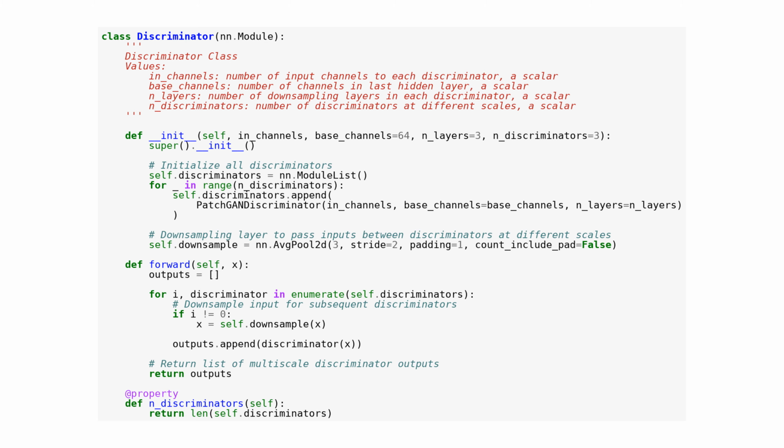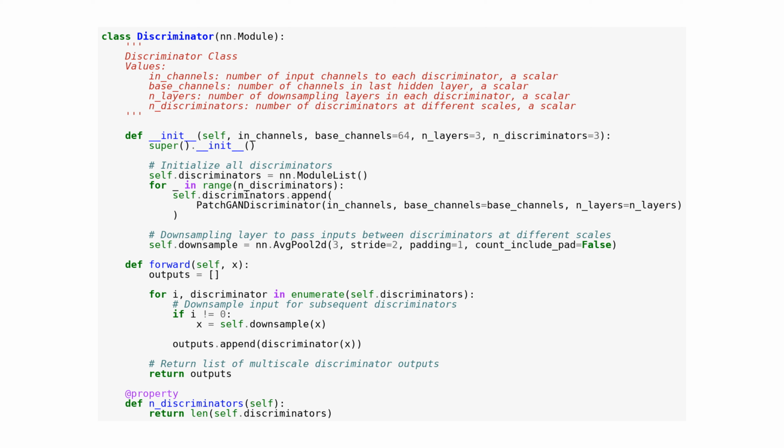To facilitate multi-scale analysis, a downsampling layer is defined using average pooling. This layer reduces the spatial dimensions of the input, so each subsequent discriminator receives a scaled-down version of the image, enabling the model to assess both fine and coarse features.